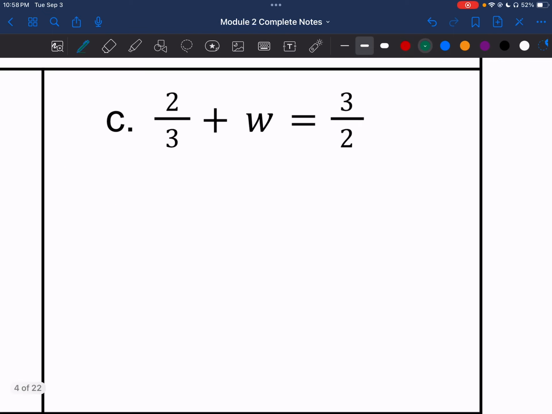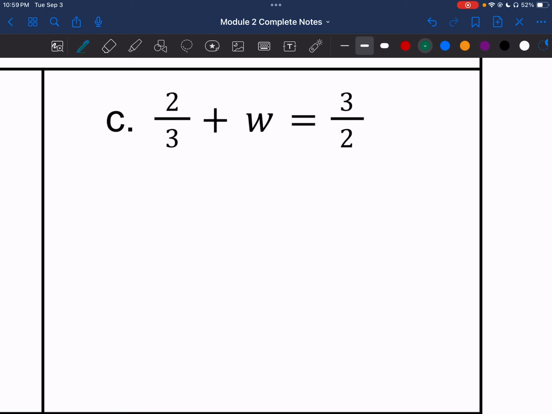Letter C. We have 2/3 plus W is equal to 3/2. Ooh, this isn't very nice. So we know fractions are our friends. We need to find an equivalent fraction that we would be able to work with. I know that with the denominators 2 and 3, we can't get 3 to be 2, and we can't get 2 to be 3. So then we need to go to our least common multiple, the lowest common multiple that both a 3 and a 2 have, and in this case, it would be 6.